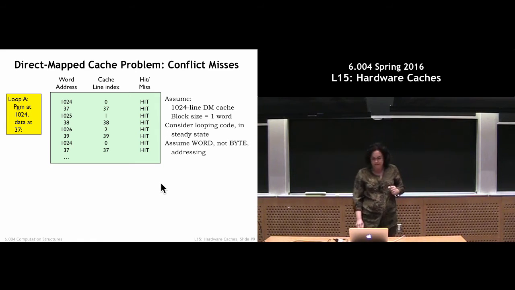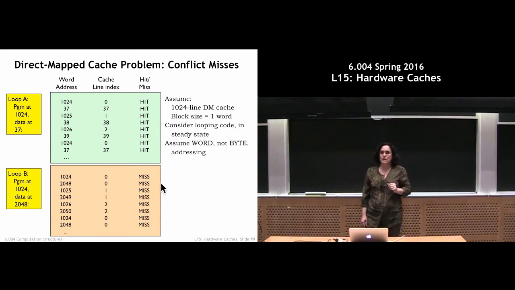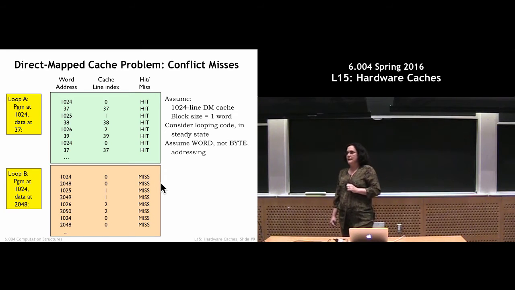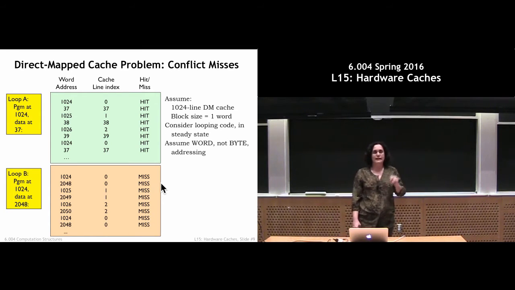Okay? But suppose I made just a very slight change, and now I'm running the exact same piece of code, except that this time my data, instead of starting at address 37, is starting at address 2048. So now what happens? Do I get the same hit rate? No, right? Because my first instruction maps to, once again, line index 0, but this time my first piece of data maps to that same line as well. So what's going to happen is I bring the piece of code in, and then I need to bring in the piece of data, and it's going to take out that line of the instruction that I just brought in.